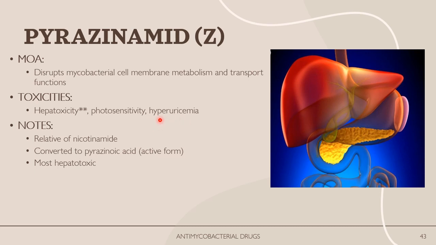So I hope you can still recall the diuretic that can cause hyperuricemia. Hindi sila pwedeng ipagsabay, okay? So notes. It's a relative of nicotinamide or your NAD, and it's converted to pyrazinoic acid, which is the active form, and it is the most hepatotoxic first-line drug against TB.